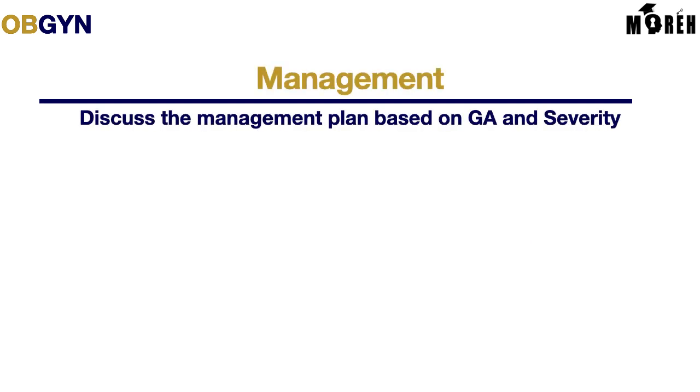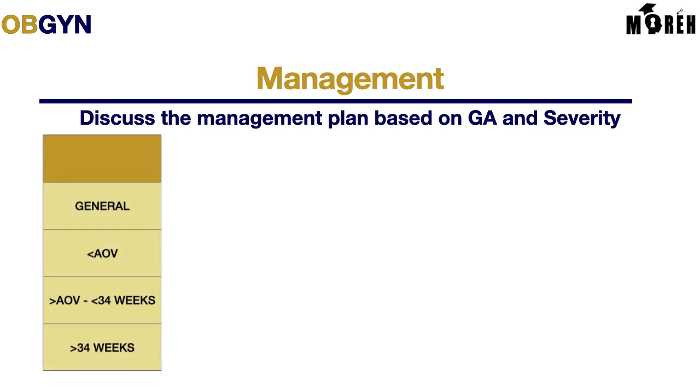So we're going to discuss the management plan based on the gestational age and severity. Remember, there will be the general things that you can do in every case. Then we have a woman with a pregnancy which is less than the age of viability, based on the country that you're in, a woman whose pregnancy is above the age of viability but before 34 weeks, and a woman whose pregnancy is after 34 weeks.